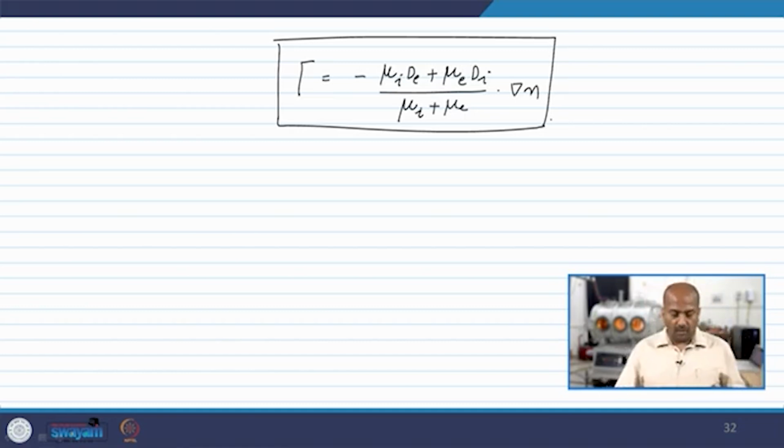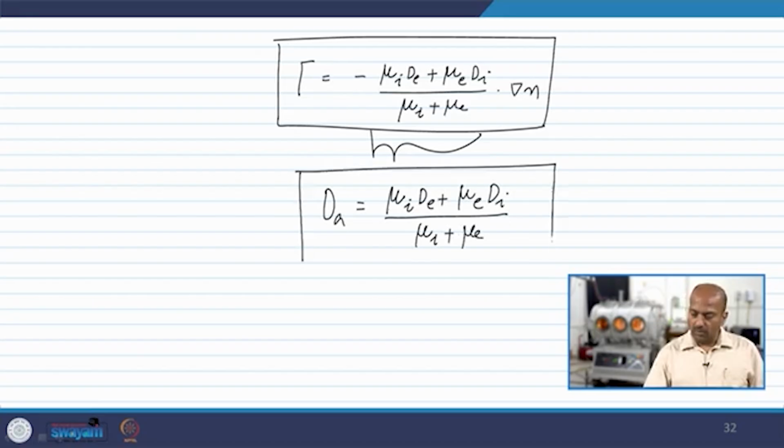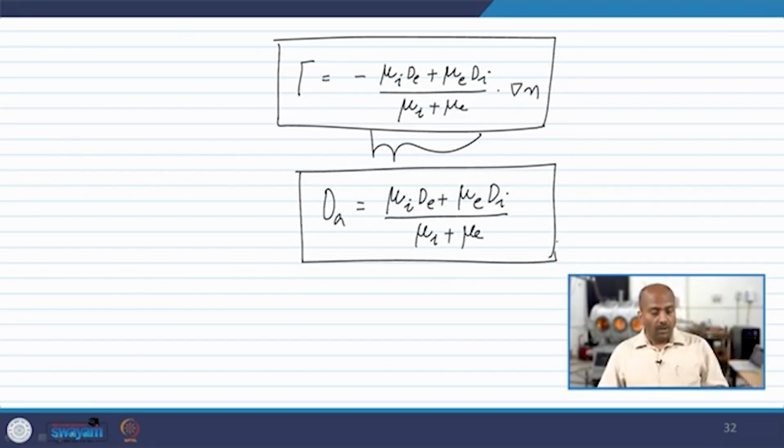Now, this is again the Fick's law. We have gotten back to Fick's law, nothing else, but the diffusion coefficient is slightly modified now. The entire thing, this is the diffusion coefficient. This is the ambipolar diffusion coefficient, which is (μI De + μe DI) divided by (μI + μe). This is the diffusion coefficient, right. Now, let us see some features of this diffusion coefficient.